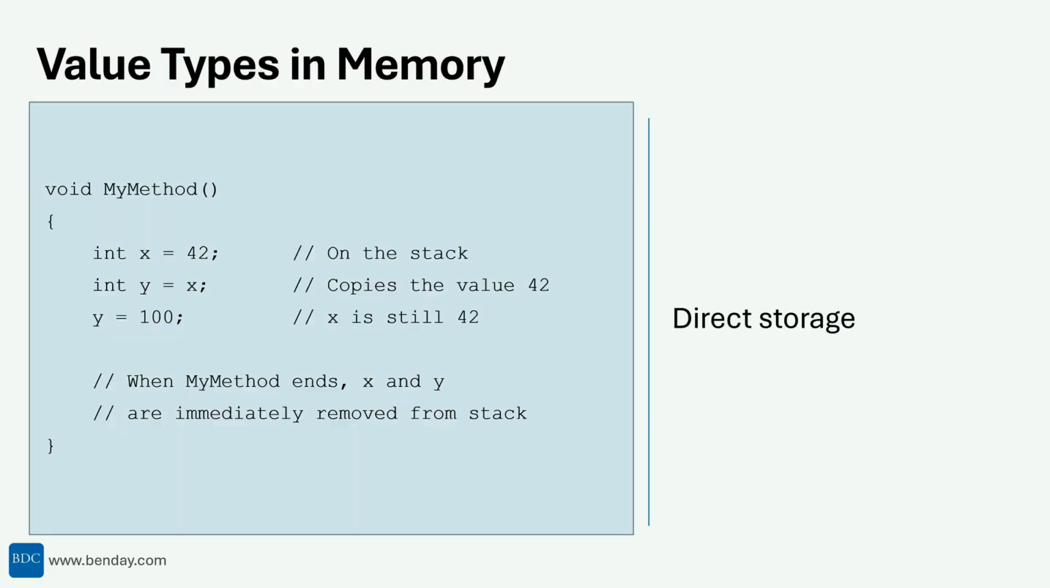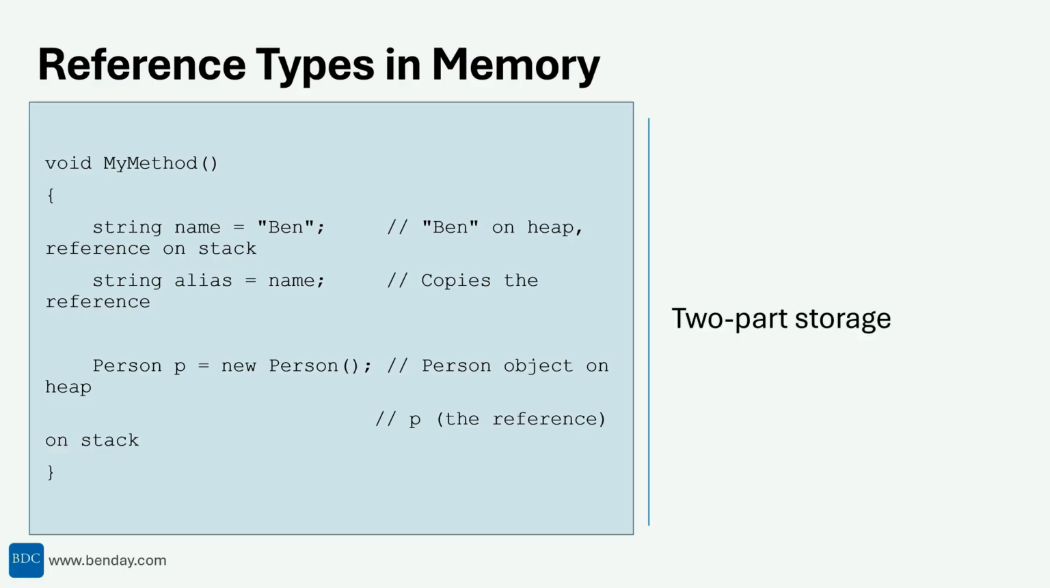Value types store their data directly where the variable is declared. Here, x contains the actual value 42 right on the stack. Reference types are different. The actual object lives on the heap, but the variable on the stack just holds the address of where to find it.